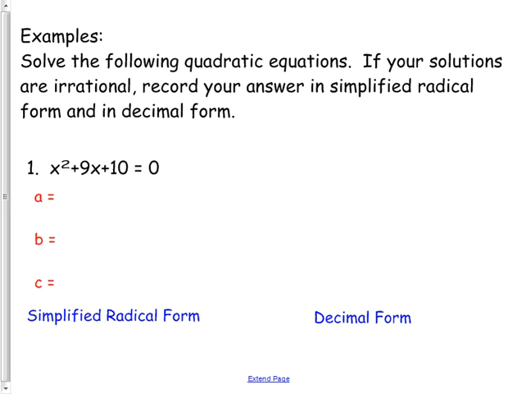Okay, good enough on that. I think you guys are pretty quick on that, so I don't need to talk about it much more. Do you get that A, B, and C are this number and this number? That's all you've got to do. But if you're actually going to do this, and I have A is 1, B is 9, and C is 10, there are 2 ways to give your answer. Simplified radical form.